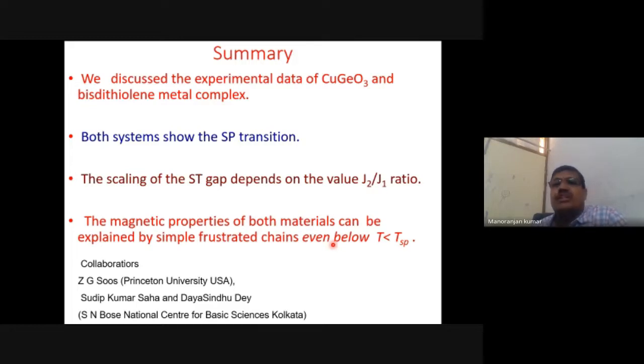data of this copper germanate and also the bis dithiolene metal complex, and both the systems show spin Peierls transition. And we also showed you the scaling of the singlet triplet gap as a function of alpha, or the J2 by J1 ratio. The magnetic properties of both these can be explained by a simple frustrated spin chain, basically in the whole temperature regime.